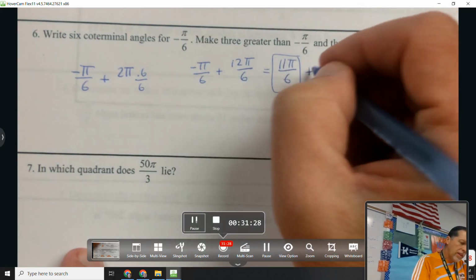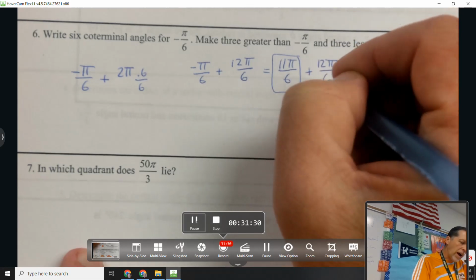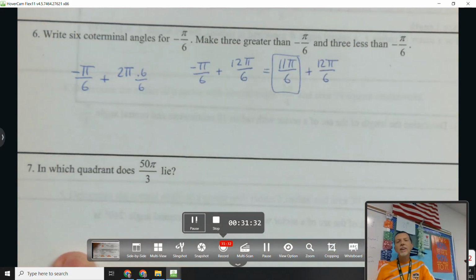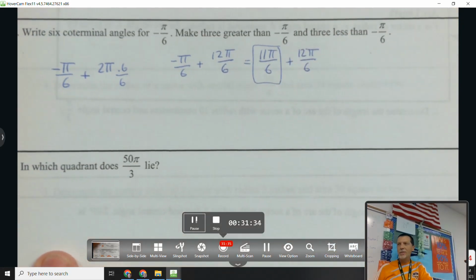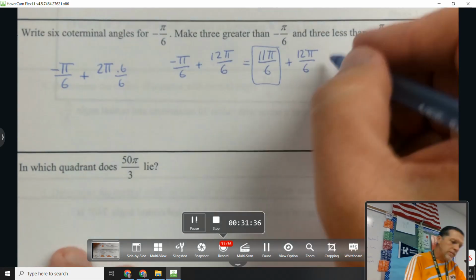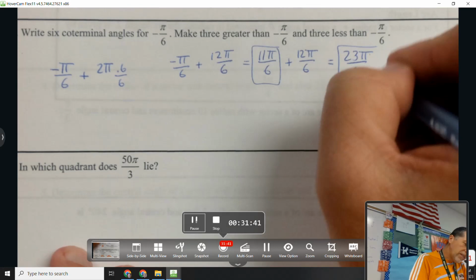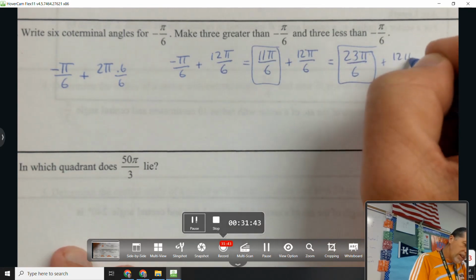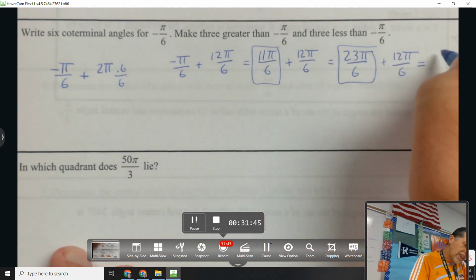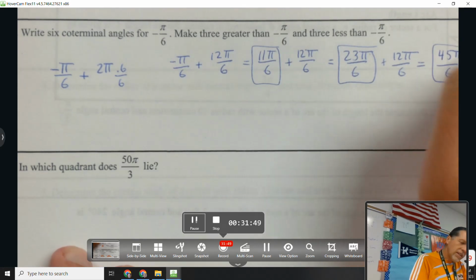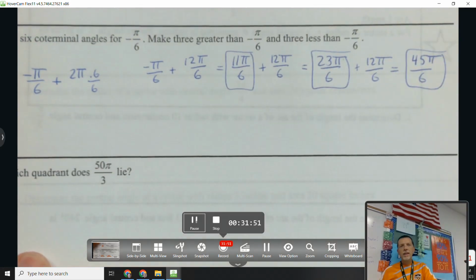And I'm just going to keep adding 2 pi, except I'm not going to write it as 2 pi. I'm going to write it as 12 pi over 6, because I don't want to keep converting to a common denominator once I know what I'm doing. So 23 pi over 6. Add 12 pi over 6 again. 45 pi over 6. But did I do that wrong? I did do that wrong. How about 35 pi over 6?